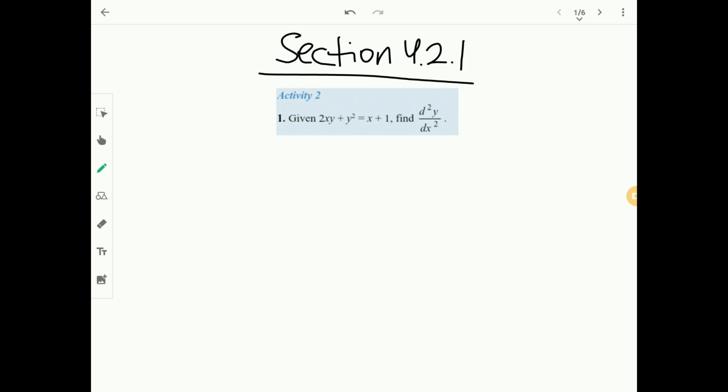Traditionally, the normal derivatives we do are with one variable, x, y, z, whatever, but it's with one. But sometimes we're given functions like this with two variables. Then our normal definitions don't work, and that's why we use implicit differentiation, where in this instance we always treat y as the function. So let's just solve activity 2 number 1.